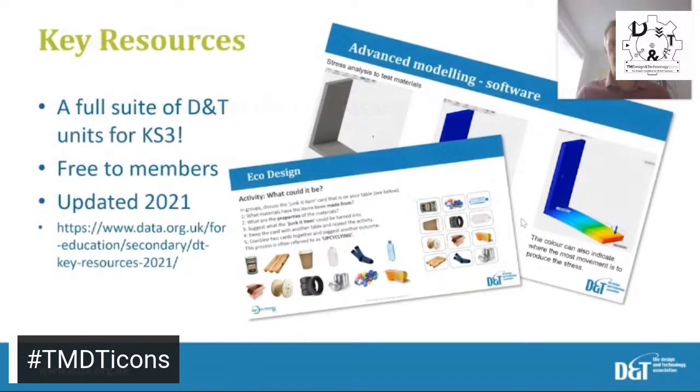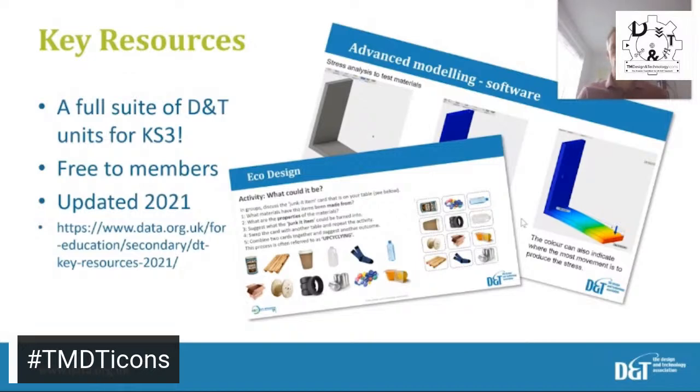So the first one is almost an unknown for lots of people. It's what we call our key resources. The key resources are completely free to members, and it's a full suite of D&T units for Key Stage 3. It covers all different aspects of the D&T curriculum. We've got units in there for food, textiles, systems and control, units based on the environmental impact, etc. So completely free to members of the association.